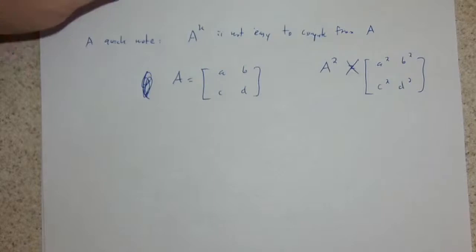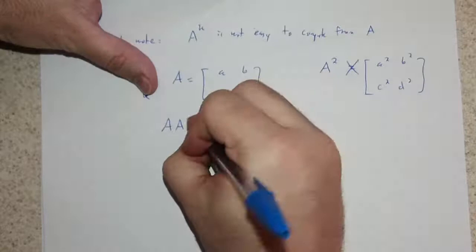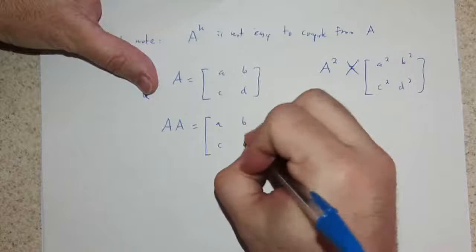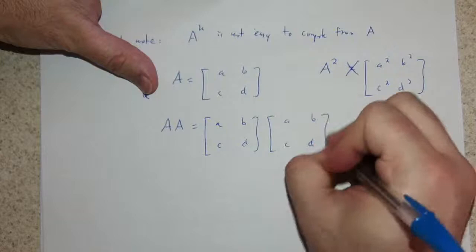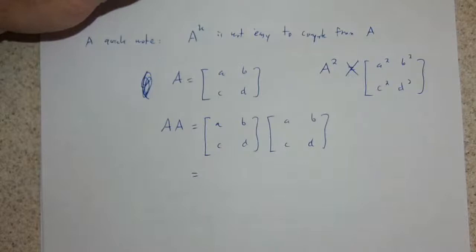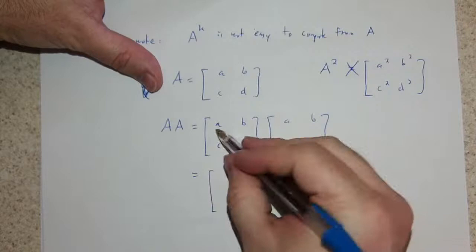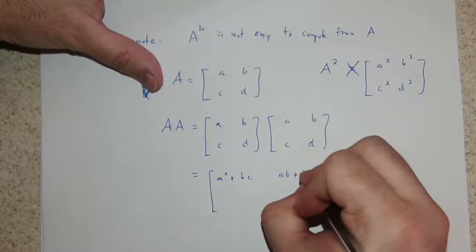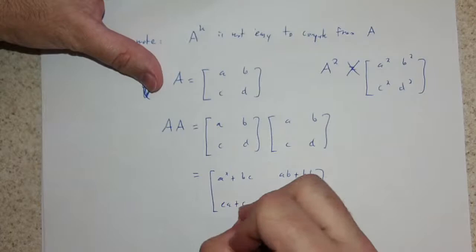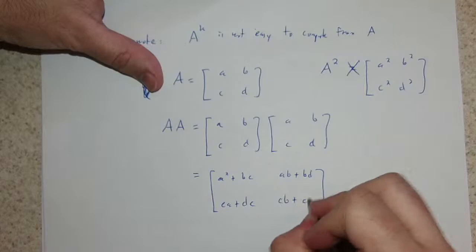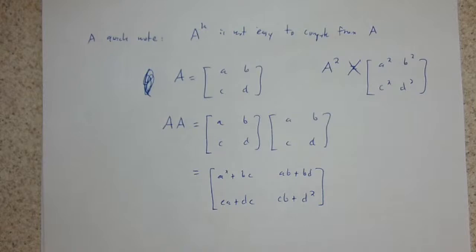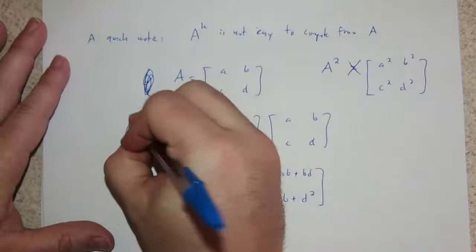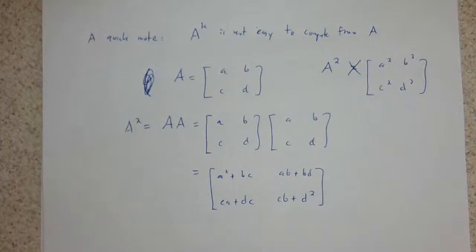If you want to see why it doesn't work, just do A times A here. I'll write it so that it makes it easy to see the multiplication we have to do. This is going to be a times a, so that's a squared plus b times c. In the next slot, it's going to be a times b plus b times d. In the next slot, c times a plus d times c. In the last slot, c times b plus d squared. So this is not even close to this. This is something you would not maybe have predicted just looking at A. But A squared is exactly A times A, and it doesn't work out this nicely. So computing A to the K for a given matrix A is just not that easy to do.